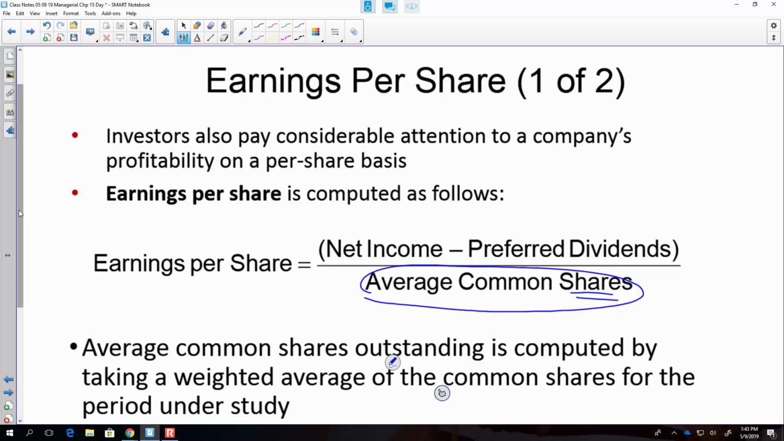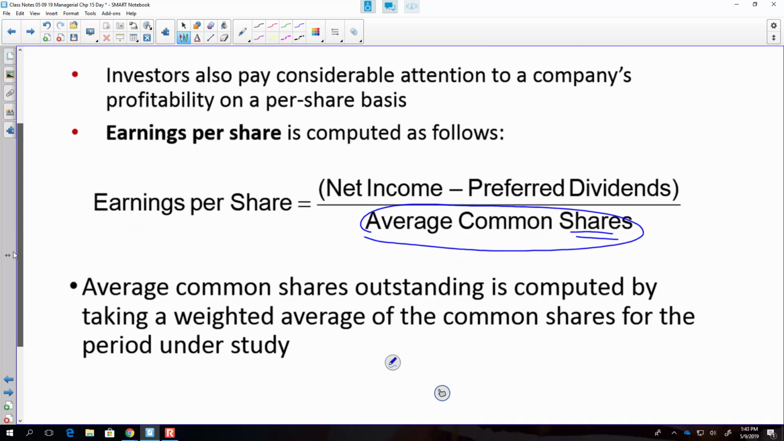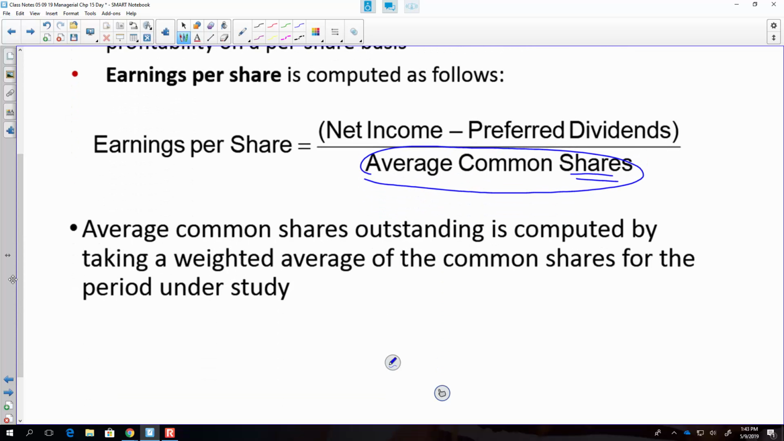And the word average comes up again. It's a weighted average throughout the year. In most cases, many of our problems, you'll have an amount at the beginning of the year, and then you'll have an amount at the end, so you only have to divide by 2 to get the average throughout the year. Now, when we're looking at shares, a lot of times we don't give you the share amount.